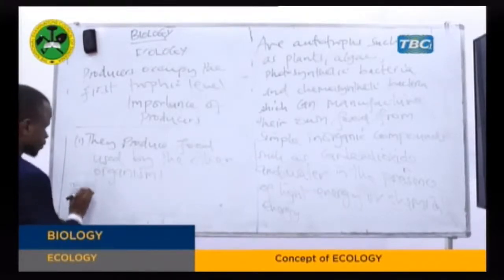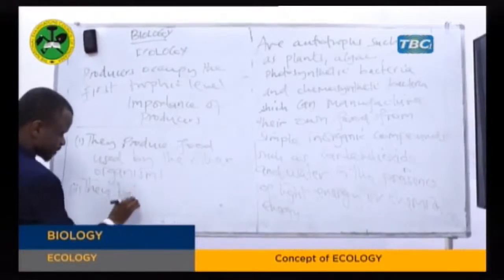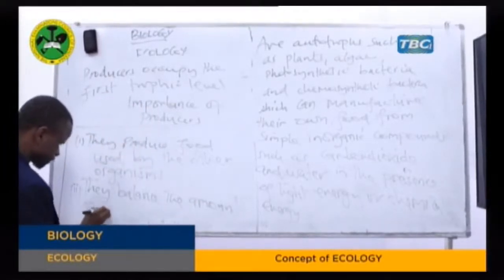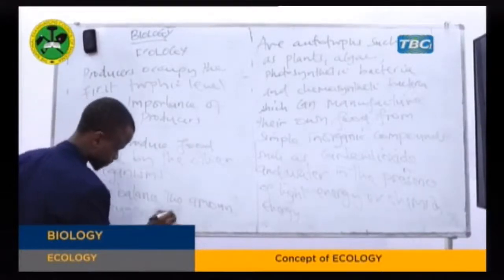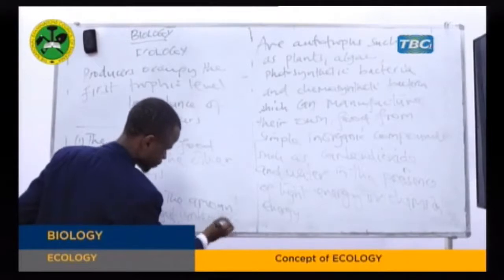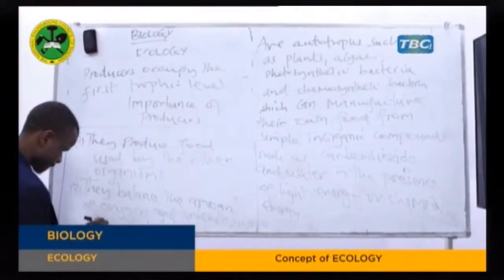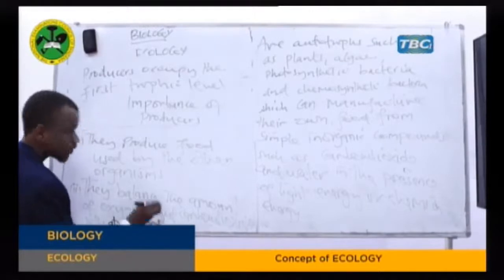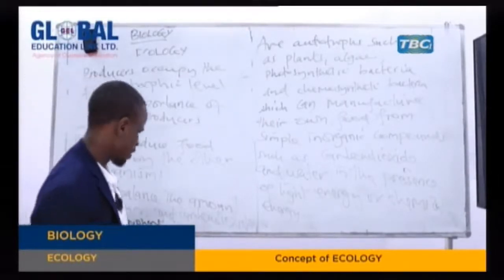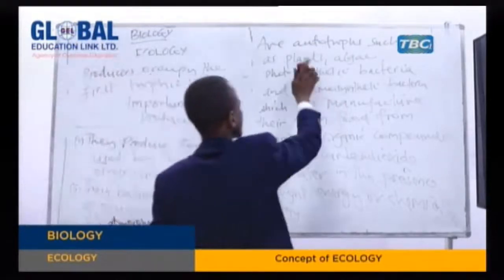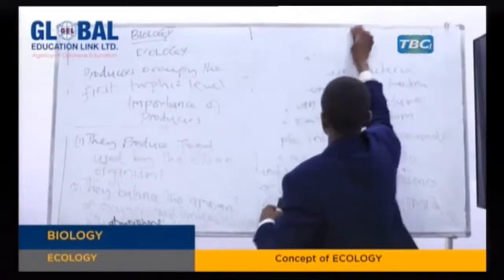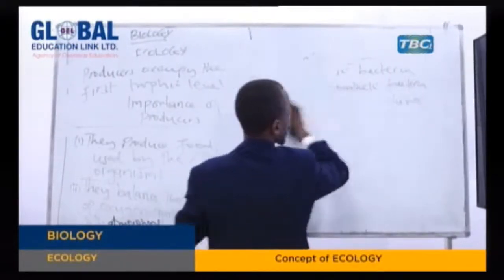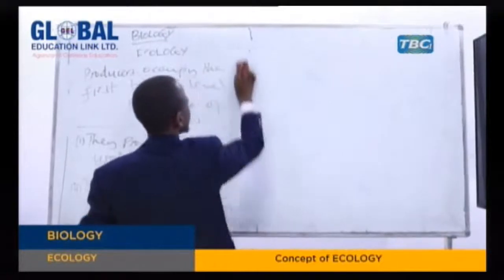My student, producers balance the amount of oxygen and carbon dioxide in the atmosphere. Producers reduce the amount of carbon dioxide in the atmosphere because during photosynthesis, carbon dioxide is used up. By reducing the amount of carbon dioxide, they reduce the rate of global warming.